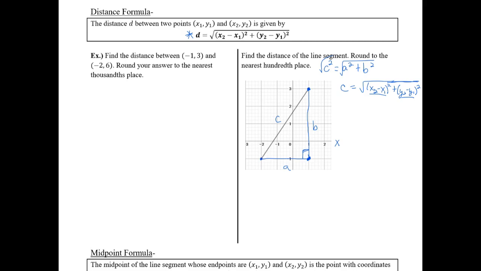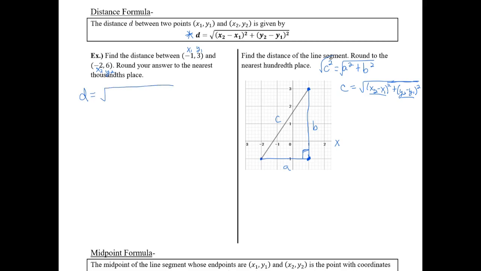The first thing I do, like in this example here on the left, it says find the distance between -1, 3 and -2, 6. I'm going to label this as x1, y1, and the second point as x2, y2. It does not matter which one you label as the first point or the second point, as long as your x1, y1 stays together and your x2, y2 stays together. And then I'm going to fill it into my formula.